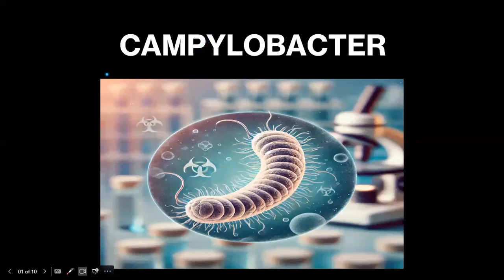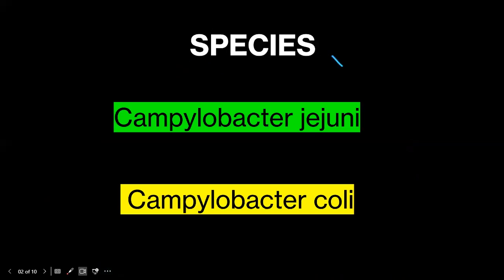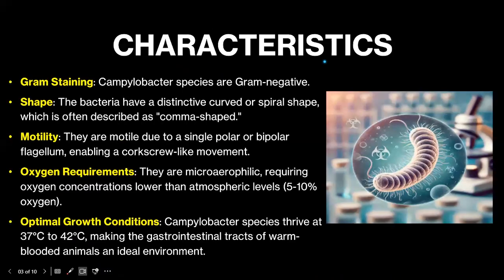Today we will talk about the Campylobacter bacteria. You have to remember the two most common species of the Campylobacter. First one is the Campylobacter jejuni and the second one is the Campylobacter coli. Next, we will talk about the characteristics of the Campylobacter.